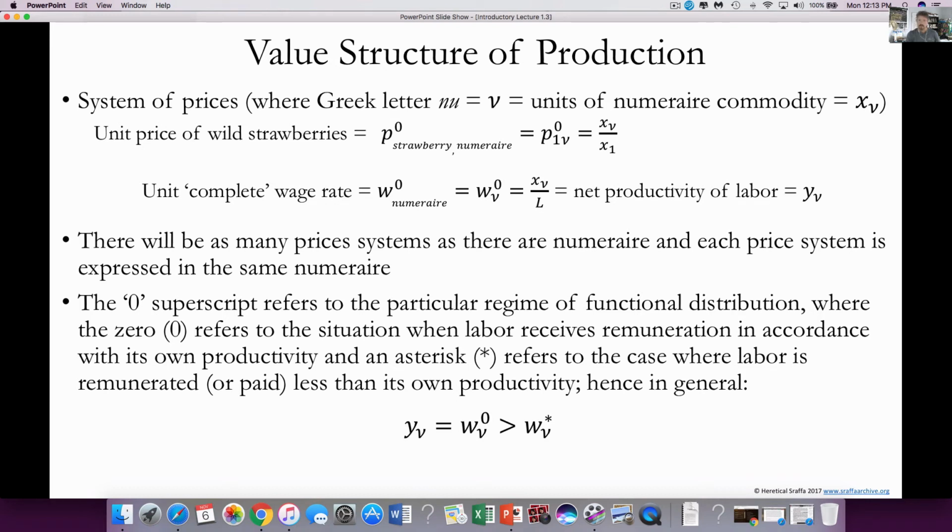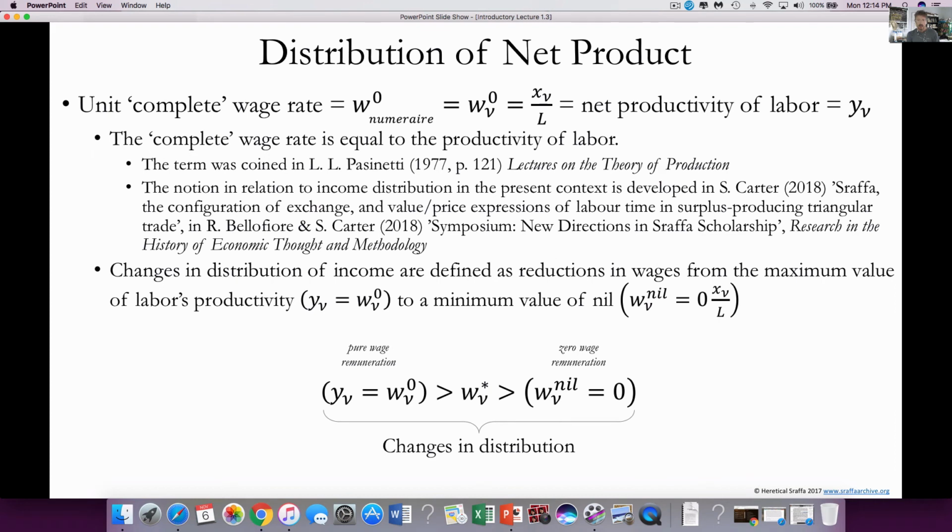And then the 0 superscript refers to the particular regime of functional distribution, where the 0 refers to the situation when labor receives remuneration in accordance with its own productivity, and an asterisk, we'll talk about that later, refers to the case when labor is remunerated or paid less than its own productivity. Hence, in general, the productivity of labor is going to be equal to the complete wage rate, expressed in terms of whatever numeraire, and that's going to be greater than the actual wage rate or the incomplete wage rate, which is the wage rate associated with when the wage share is less than unity and a rate of profit arises. Okay? This is the matter of distribution, which we return to below.